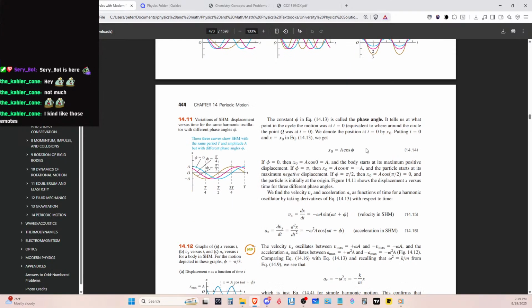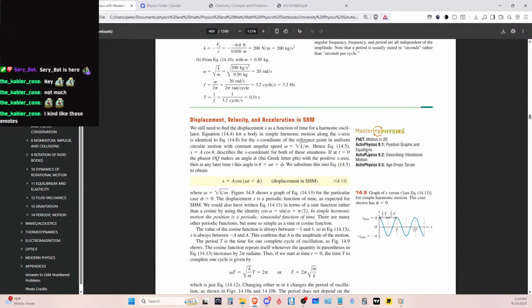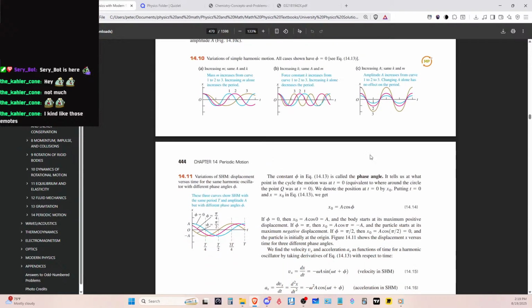Phase angle, okay, what is this one? The constant phi in equation 14.13 is called the phase angle. It tells us at what point in the cycle the motion was at t equals 0.